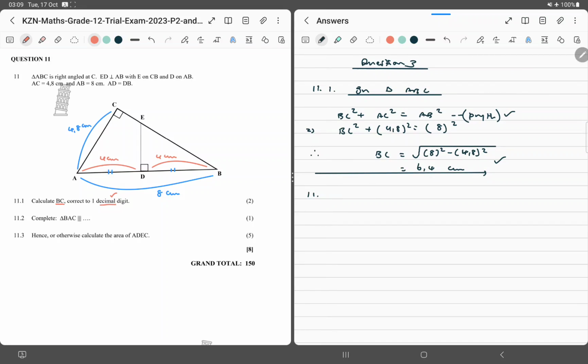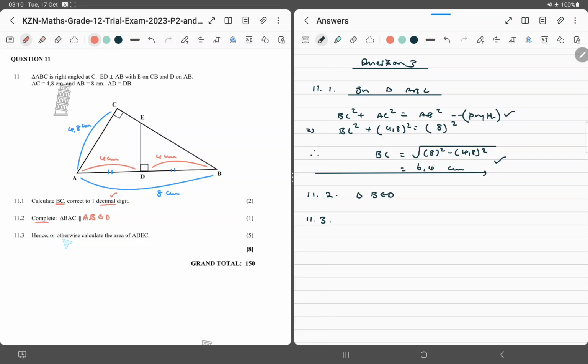So 11.2 says complete this: triangle BAC is similar to which triangle? This is similar to triangle, say BDE or BED. Maybe let's say that. I got BED, triangle BED. And they didn't ask for a reason, did they? They just said complete. Why? Because we can see here that this angle is common. This is 90, that is 90. So these are the remaining angles. So they are essentially equiangular. Okay, so that was easy. So we're just going to write triangle BED. I don't really care how I name it.